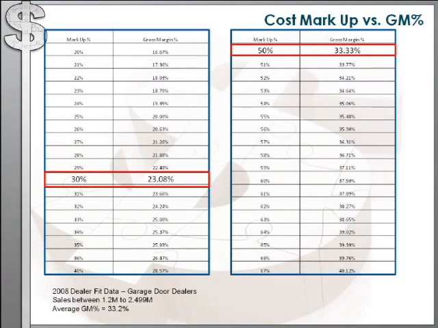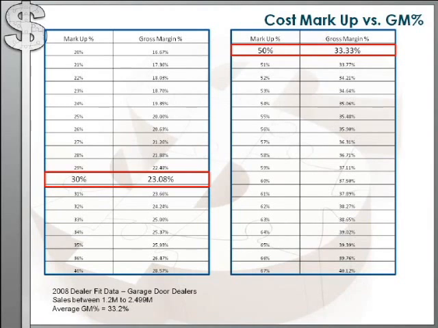As a footnote, I've also added some of the data from the IDA 2008 dealer fit data. The dealer fit data shows that garage door companies that are between 1.2 million and just under 2.5 million in sales earn on average a 33.2% gross margin percent.